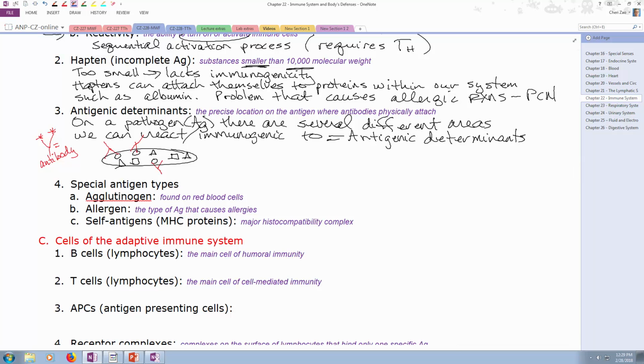Then this antibody is going to be specifically designed to recognize and react to the square. And this antibody is going to be designed to specifically recognize and react to this triangle. So antigenic determinants will have their own specific antibody because they all look different, and the antibody is only going to recognize and react to that thing which is what it was designed to recognize and react to.